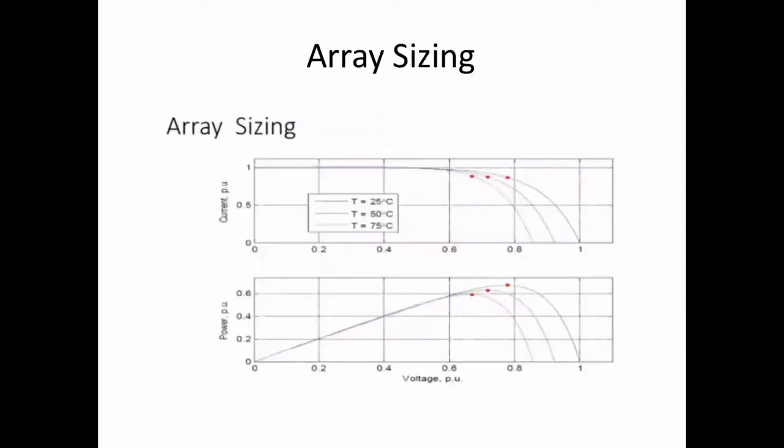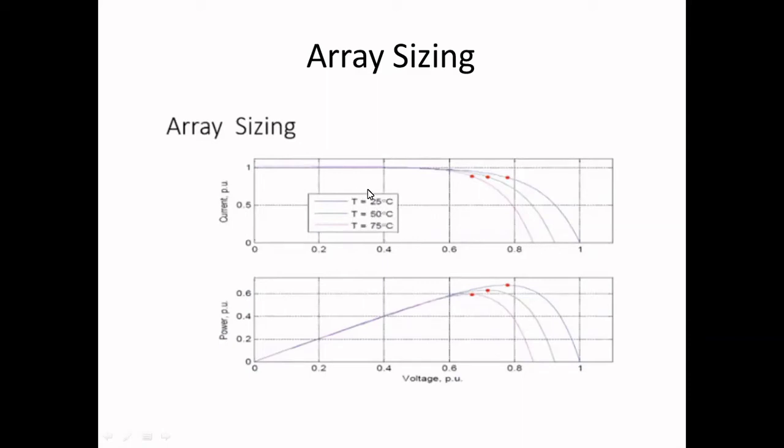Array sizing: when we want to decide the number of arrays, we need to consider the temperature of the system too, because temperature plays a major role. The current output for a system will decrease with an increase in temperature. You can see it in this graph. At 25 degrees centigrade, the output yield is high, and at 75 degrees centigrade, it decreases. So an increase in temperature will decrease the current value.